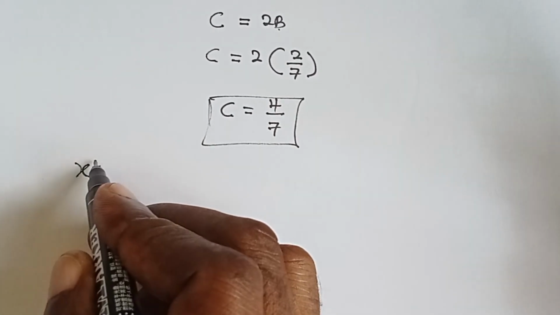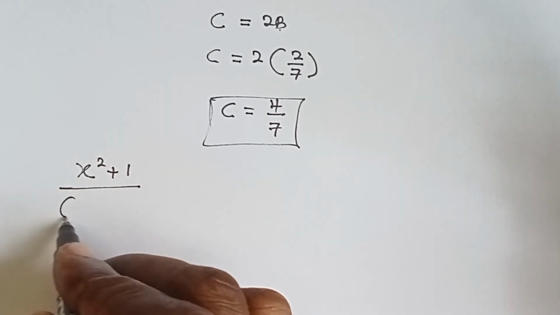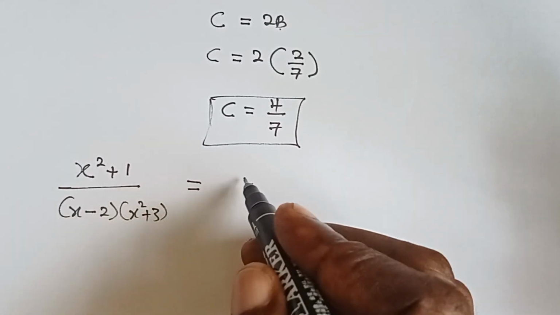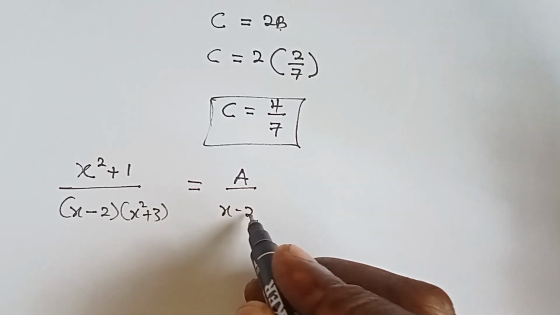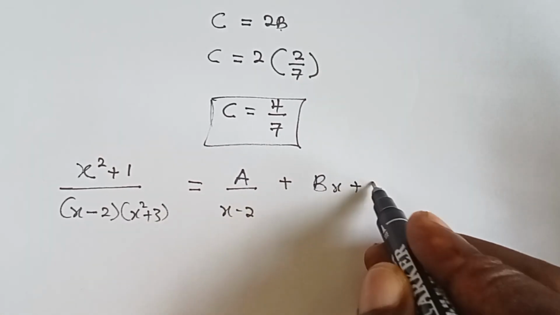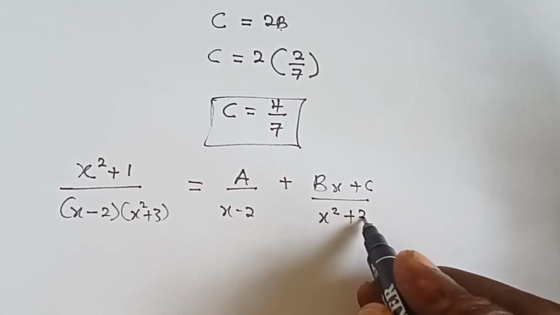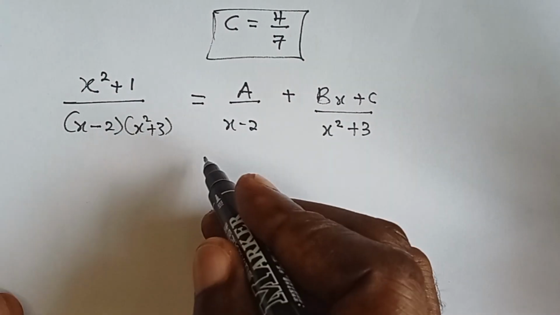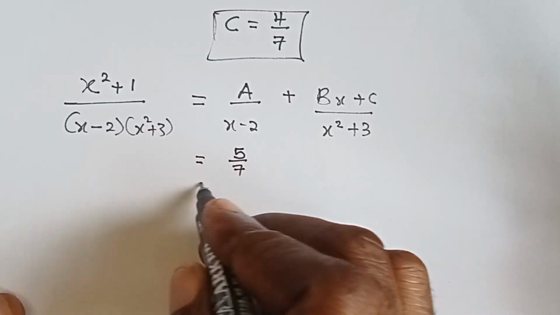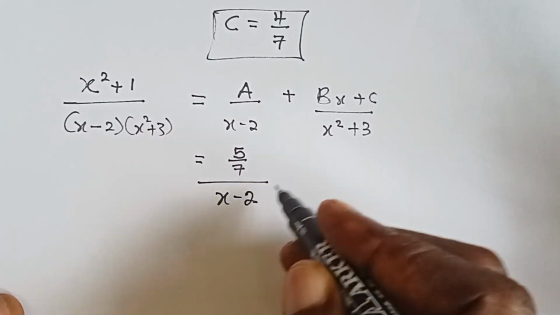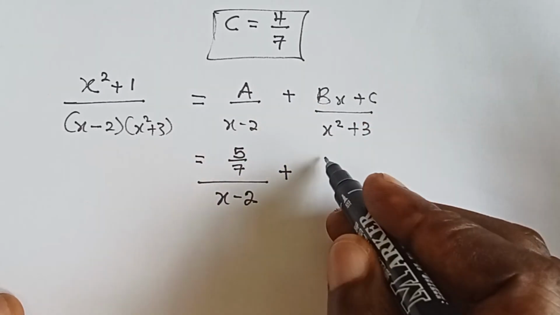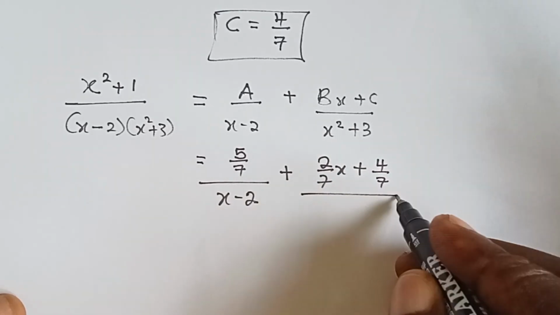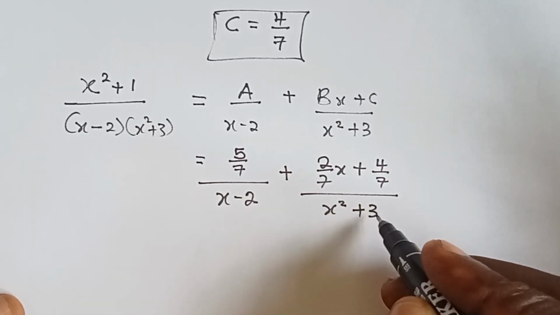Now, let's put it into partial fraction. We say (x squared plus 1) over (x minus 2)(x squared plus 3) is equal to a over (x minus 2) plus (bx plus c) over (x squared plus 3). Right, so now what is our a? Our a is 5 over 7. So here we're going to write 5 over 7, that is our a, then x minus 2, plus what is our b? Our b is 2 over 7, 2 over 7 x plus what is c? 4 over 7. Everything over x squared plus 3.